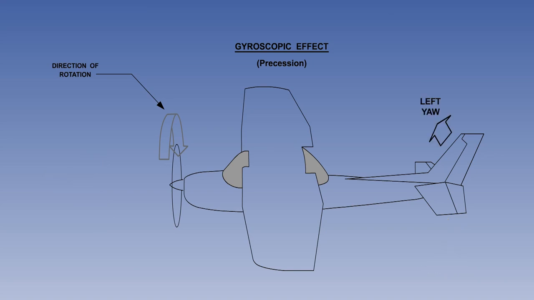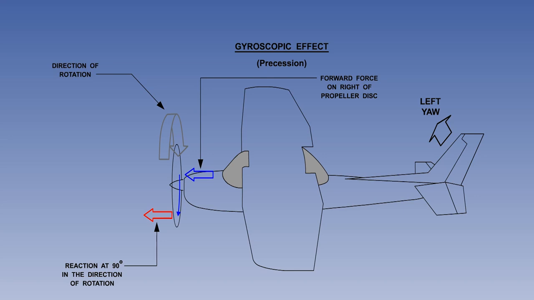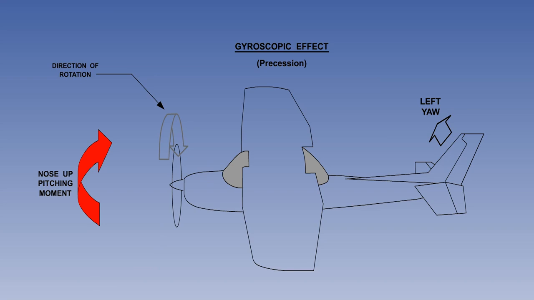Now yaw the aircraft to the left. A forward force has been applied on the right side of the propeller disc. As before, precession will cause the reaction to act at 90 degrees in the direction of rotation, but now it is acting forwards on the bottom of the propeller disc. A nose-up pitching moment will be generated. The gyroscopic effect of yawing the aircraft to the left is a nose-up pitching moment.